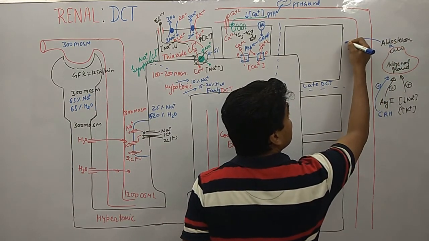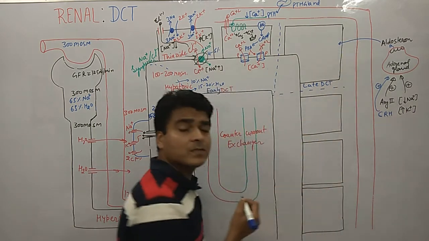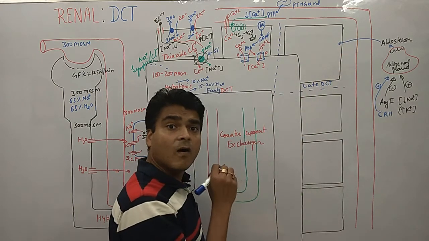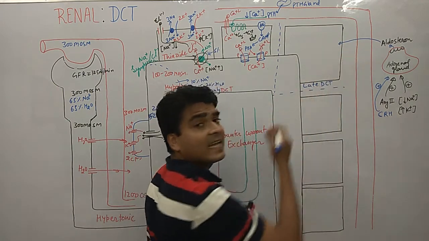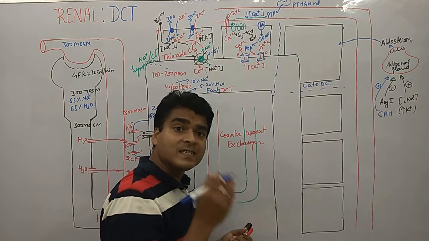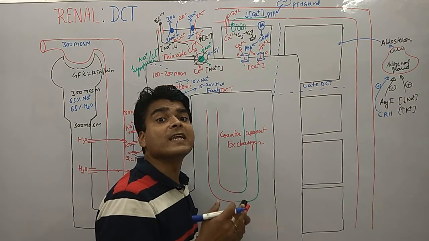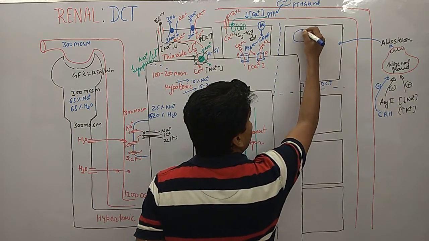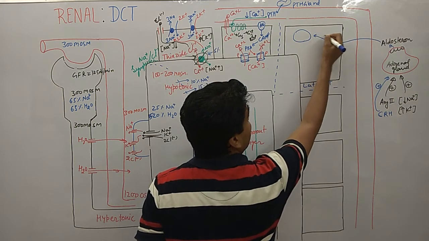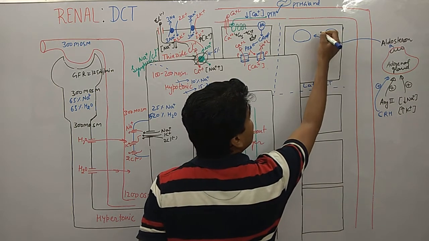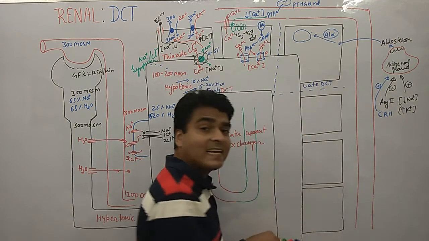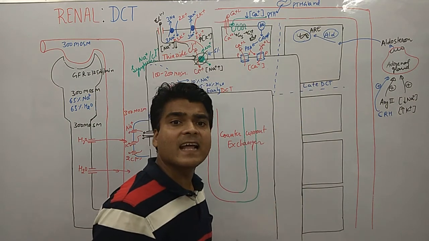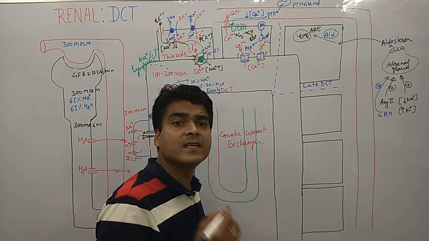Now aldosterone passes through the lipid bilayer membrane and reaches into the cell. This is basically a steroid hormone, and steroid hormones act via the nuclear receptor mechanism. Aldosterone reaches in this direction and activates the aldosterone responsive element, ARE.